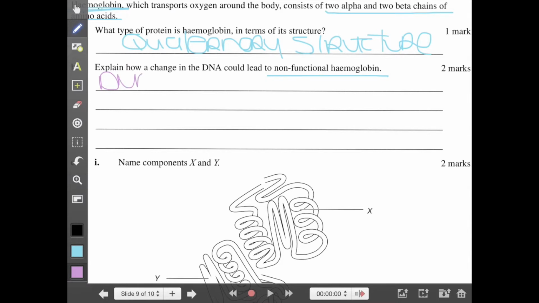Okay, so DNA, I'm just going to put it in shorthand for you. DNA codes for the amino acid sequence. If this is altered, this might change.